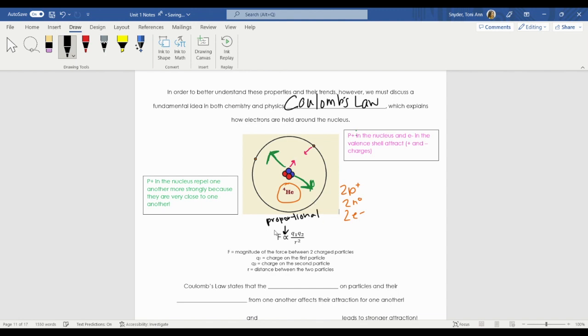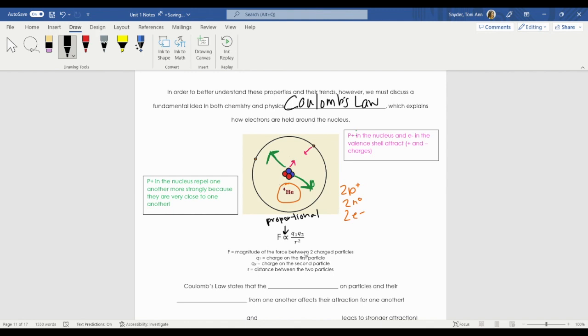So the force of attraction is proportional to Q1 times Q2, and these Q's are the charges on the particles, the charge on the first particle and the charge on the second particle. Because in this example, when I have a positive charge and a negative charge, those are going to attract one another much more readily than two negatives or two positives would. Positives and negatives attract. We don't like two negatives together and we don't like two positives. It has to be different charges.